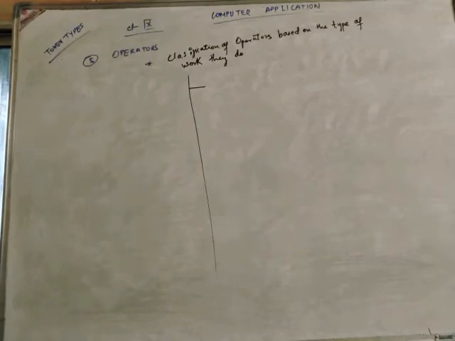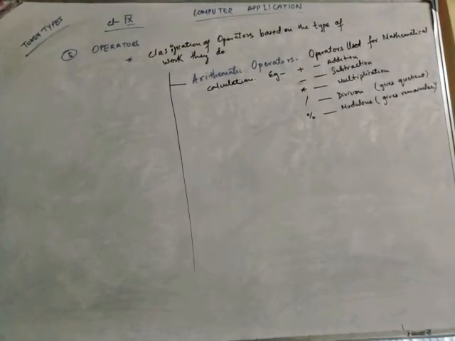The first one is arithmetic operators. What are arithmetic operators? Operators used for mathematical calculations. Those operators which are used for mathematical calculations are called arithmetic operators. Plus is called the addition operator, minus is the subtraction operator. Star is used for multiplication, so that is called the multiplication operator. Slash is the division operator, it gives the quotient, and the percentage sign is called the modulus operator, which gives the remainder. These are different kinds of arithmetic operators which are used for mathematical calculation.